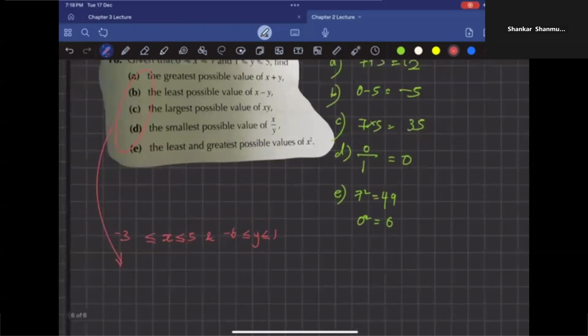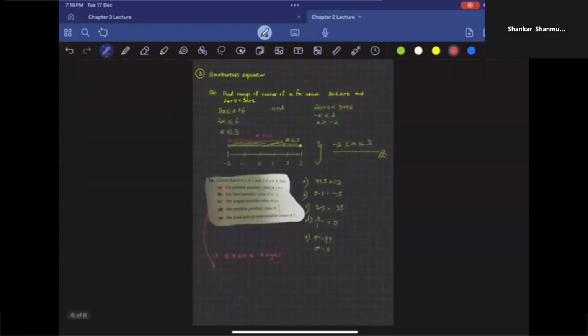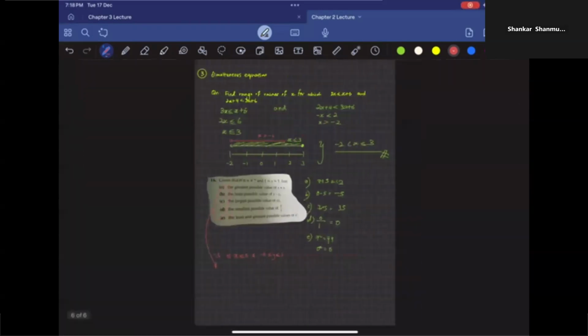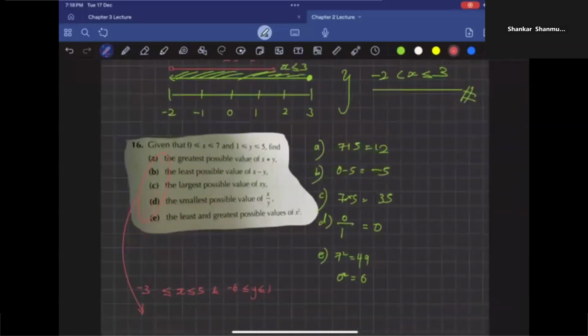Okay. All right, so that marks the end of this chapter. It's a very simple chapter. If you have any questions, again, just do drop me a text.